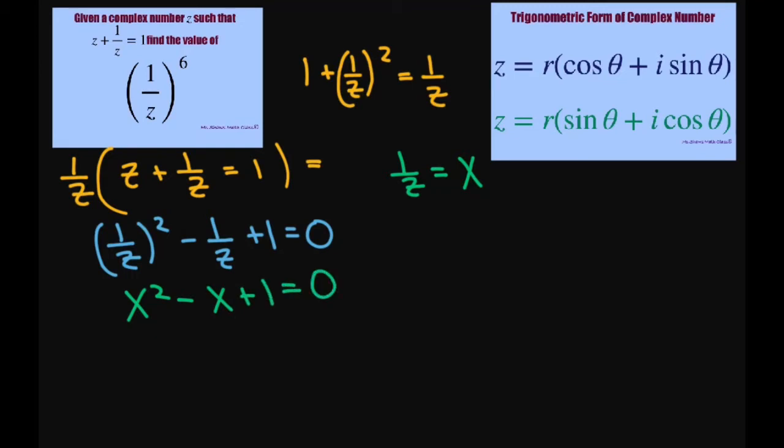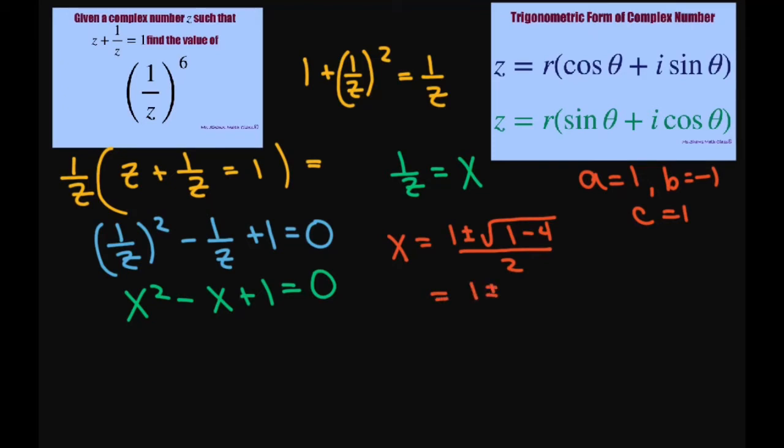So therefore, what we're going to do is use the quadratic formula where your A is 1, your B is negative 1, and your C is 1. So this is going to give you X equals 1 plus or minus square root of 1 minus 4, all divided by 2. This is going to give you 1 plus or minus square root of 3i, all divided by 2. So let's write this in trigonometric form and see what we have.